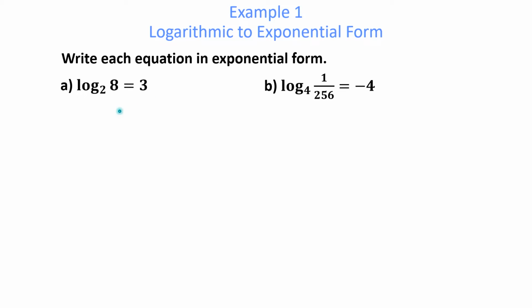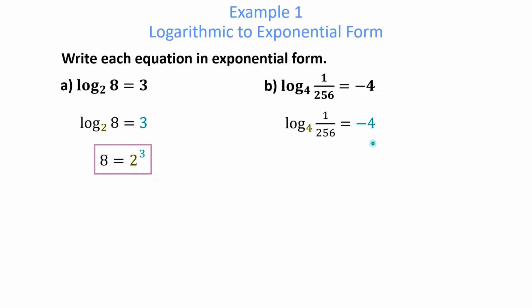Now in example 1, we have two equations which are in logarithmic form, and we want to write each equation in exponential form. So looking at part A, here is our original equation. To write this in exponential form, we would simply write down 8 equals 2 to the power of 3, and that completes this part of the question. For part B, we'll do something similar. We have the original equation here, and we would write down 1 over 256 equals 4 to the power of minus 4, and that completes the question.